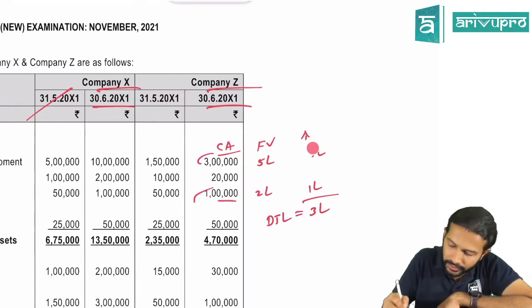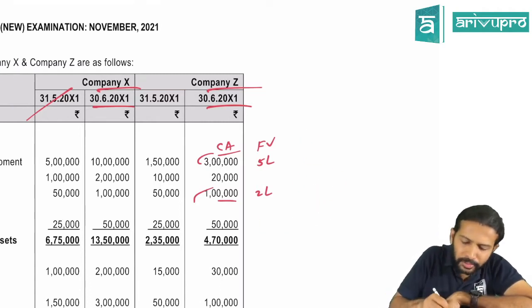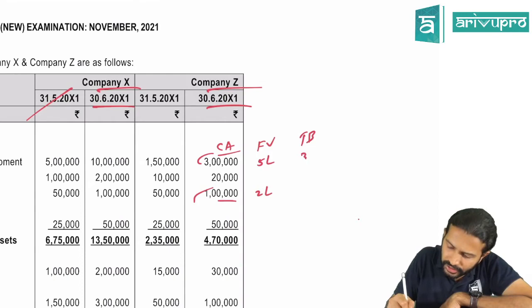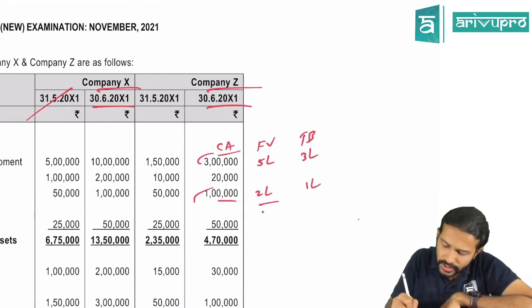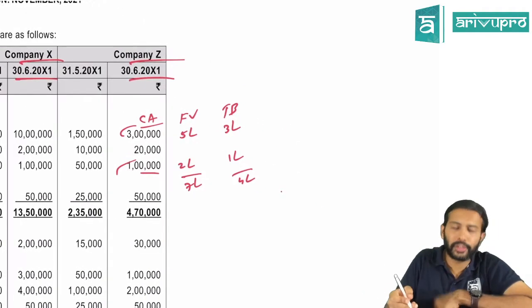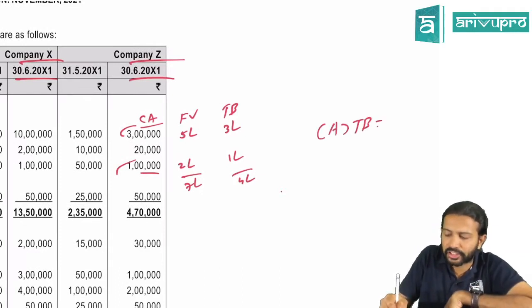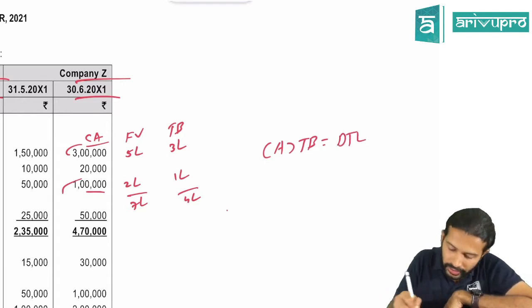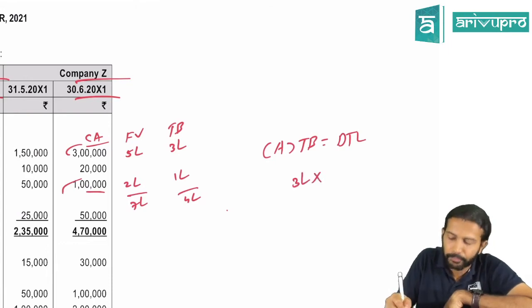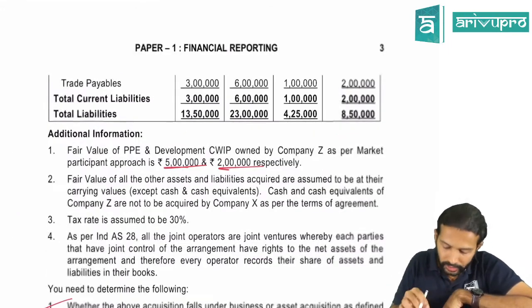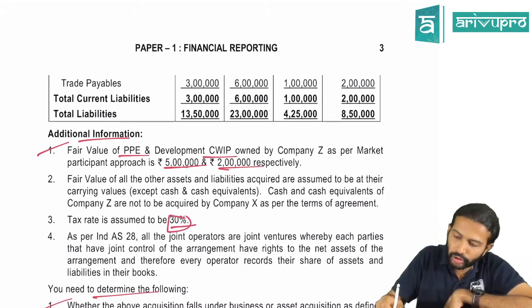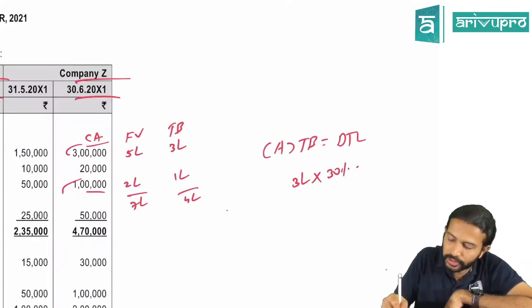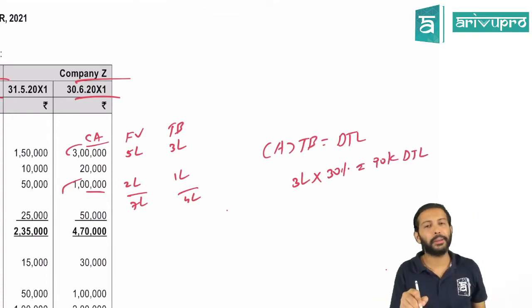If you want to calculate here, the tax base will be the same only. Tax base is still 3 lakh and 1 lakh only. So there is a difference. This is 7 lakh. This is 4 lakh. So if the carrying amount is greater than the tax base, we get a taxable timing difference on which you need to create deferred tax liability. So here the carrying amount is greater than the tax base by 3 lakh. Whatever the tax rate is, you need to find out. Here it is given, the tax rate is 30%. So 30% of 3 lakh, you're going to get 90,000 as the deferred tax liability impact because of this.